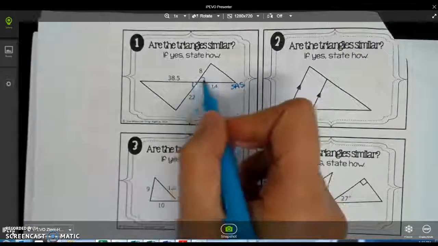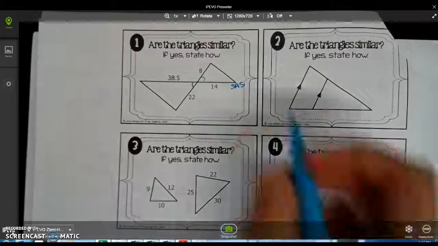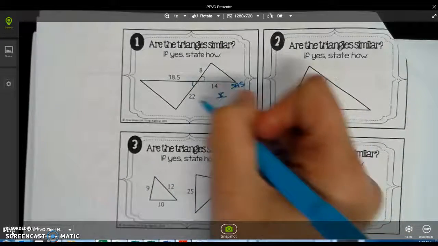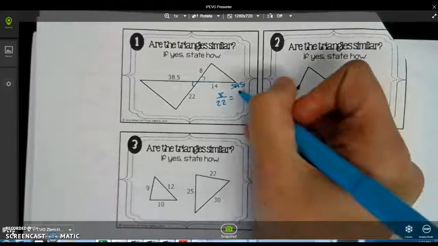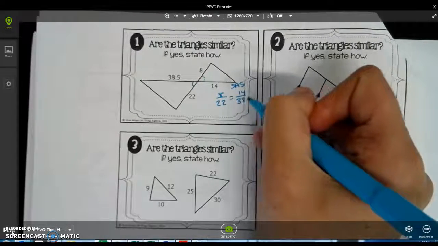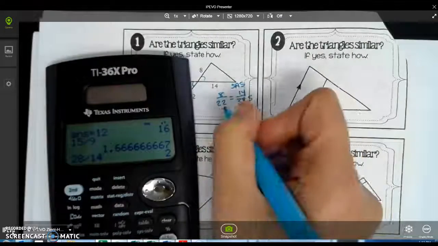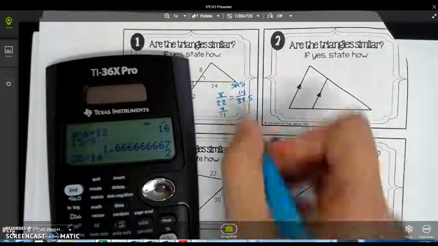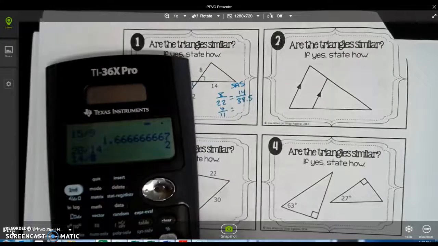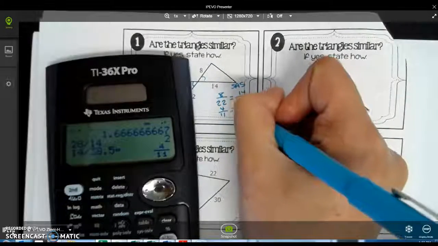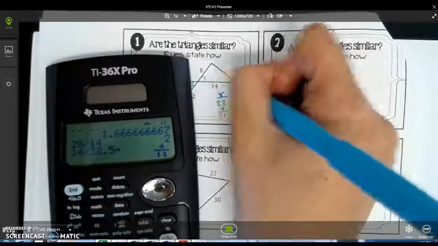I've already found an angle that works. Now I have to check and see if my sides are proportional. 8 is the smaller side, so it goes with the smaller side of this triangle. And then 14 and 38.5 go together. Let's put that in the calculator, reduce. I can do this one in my head though. 4 over 11. Let's see about the other one. 14 divided by 38.5. Now I want to change that to a smaller fraction. Oh look, it's 4 over 11. So it is similar and it's by SAS.